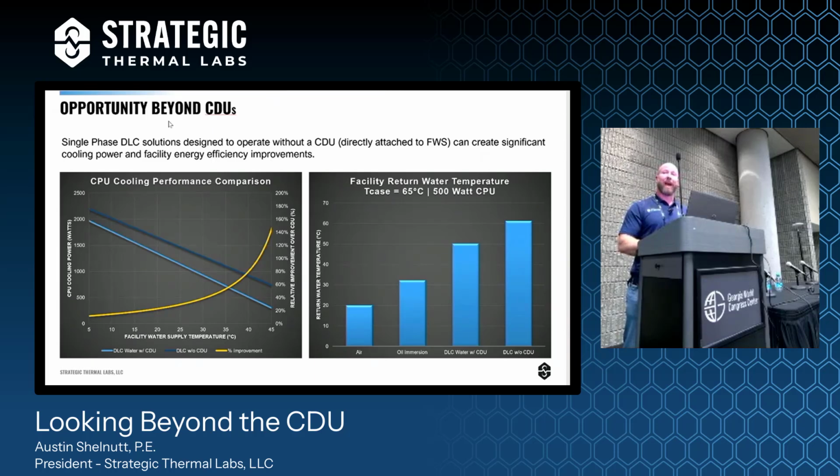We can also send back hotter temperature water with the CDU removed, which is important for building heat reuse and drives up, again, the COPs of the back-end infrastructure.